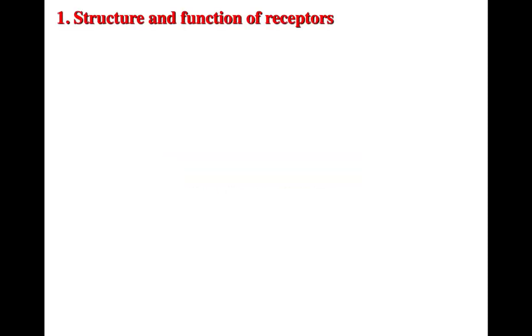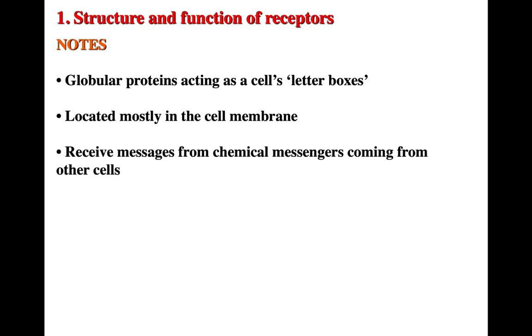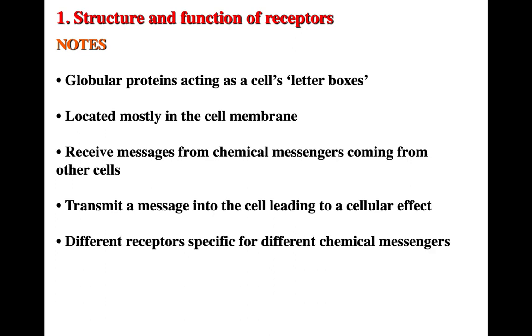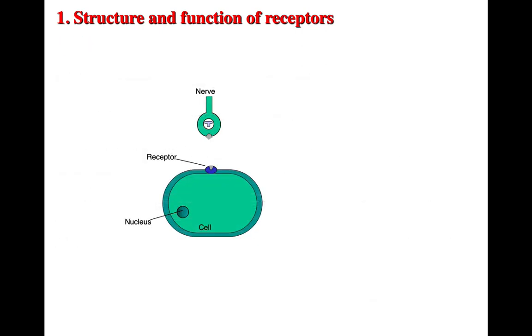So receptors function a little bit as a letterbox for the cell. They are located in the cell membrane and they receive messages from chemical messengers coming from other cells. Those chemical messages are then transmitted into the cell to give a particular result. Now there are different receptors for specific chemical messengers, and each cell has a range of receptors in the cell membrane that makes it responsive to different chemical messengers.